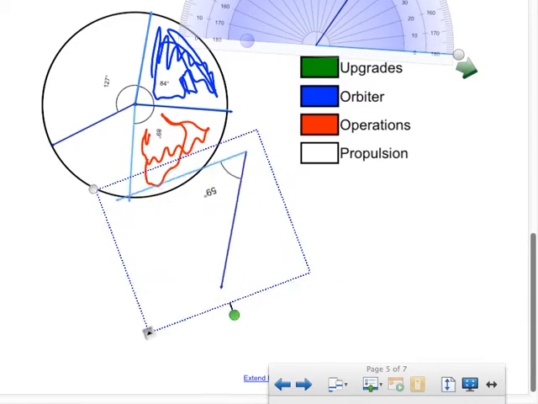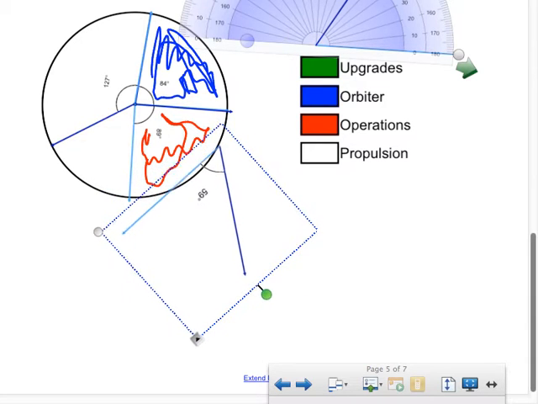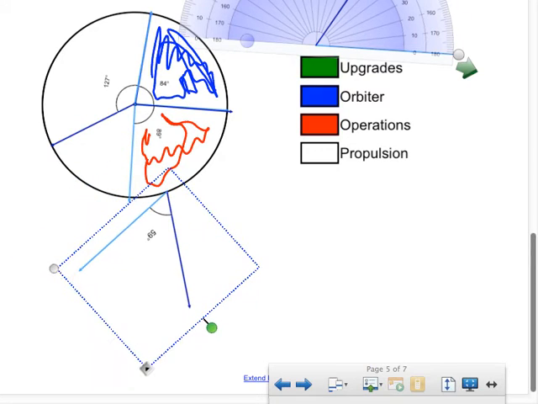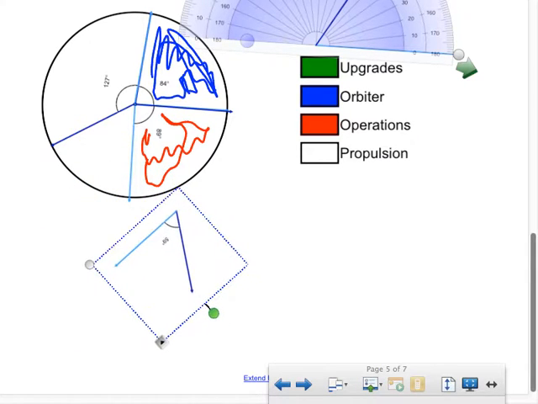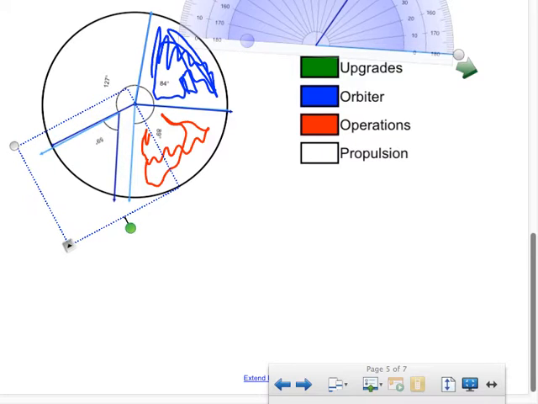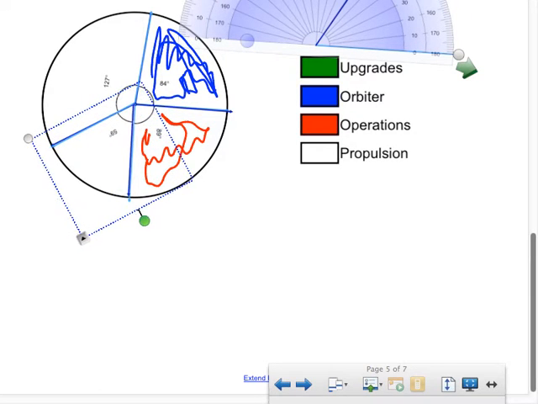Let me rotate that around. It should fit, right? Because they should be pretty close. Remember, I couldn't go to the nearest 1/10 of a degree. Closest I can get was the nearest degree. But it should still fit pretty good in there. And it does appear to fit pretty good in there, right? And what color is that going to be? Green.